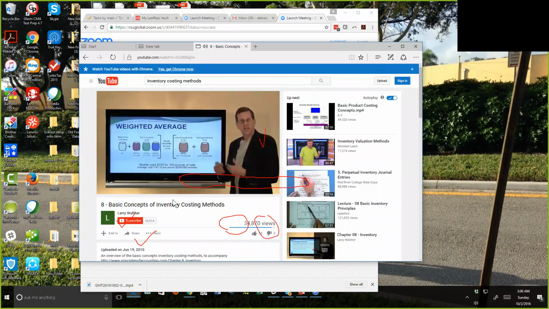You might find it helpful. Indeed, I would encourage you to look at the textbook. This very illustration is used in the textbook and explained there again, and it probably would be helpful to actually sit down and really think about the mathematics of what's happening with FIFO, LIFO, and weighted average.